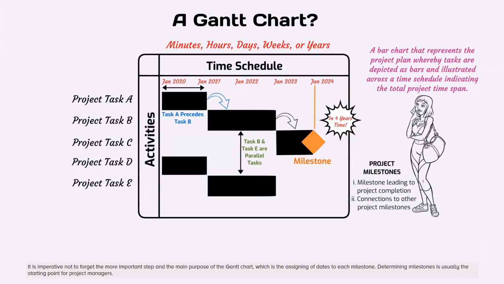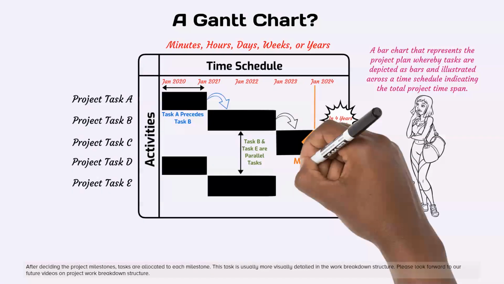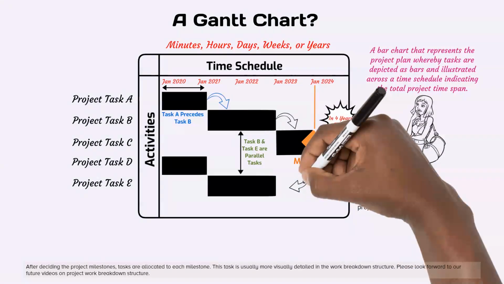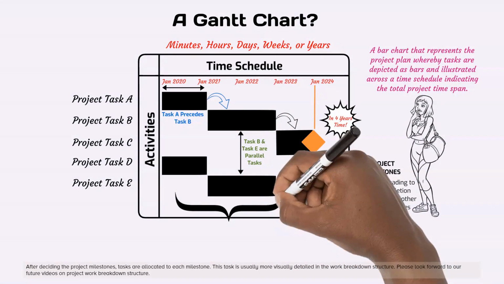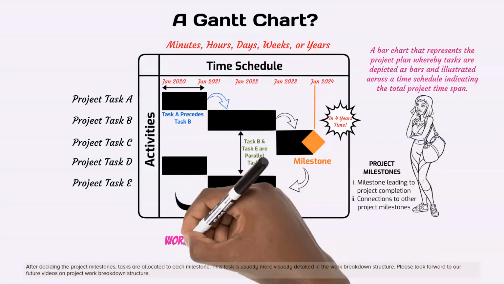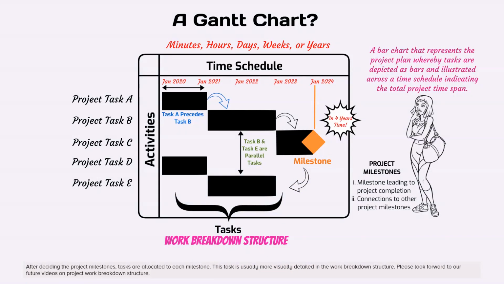Determining milestones is usually the starting point for project managers. After deciding the project milestones, tasks are allocated to each milestone. This task is usually more visually detailed in the work breakdown structure. Please look forward to our future videos on project work breakdown structure.